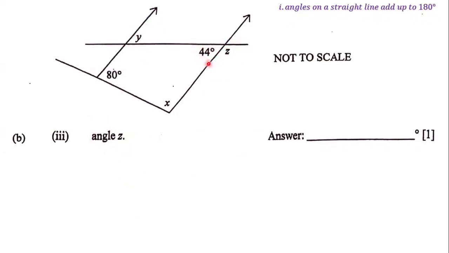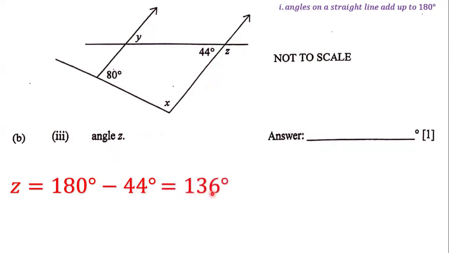And so this angle, whose measure is 44 degrees, and Z, they are supplementary angles, which means that they add up to 180 degrees. And so, in order to figure out the size of angle Z, we're going to say 180 degrees minus 44 degrees, and 180 degrees minus 44 degrees is 136 degrees. And so the size of angle Z is 136 degrees.